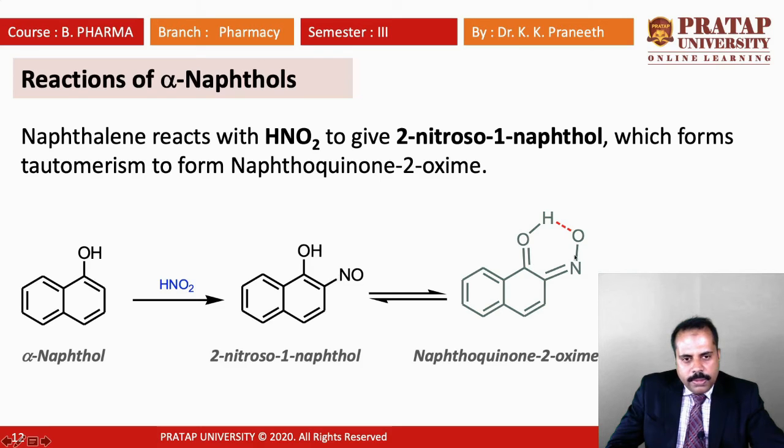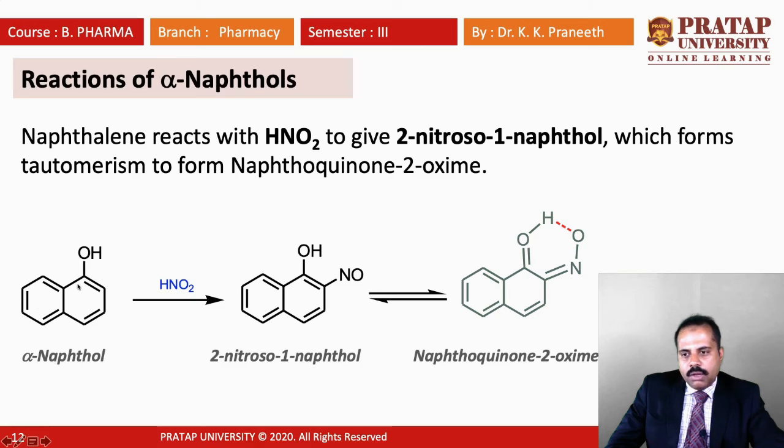So, this is how you can prepare the naphthoquinone 2 oxime. This is an oxime derivative, and this is stable because it is 6-membered. You can see with the hydrogen bonding, there is not a clear bond here, just an imaginary attraction between the hydrogen and oxygen. But you can see a 6-membered ring is forming: 1, 2, 3, 4, 5, 6. 6-membered rings are always stable, so it forms a stable oxime, naphthoquinone 2 oxime. This is one of the important reactions of alpha naphthol.